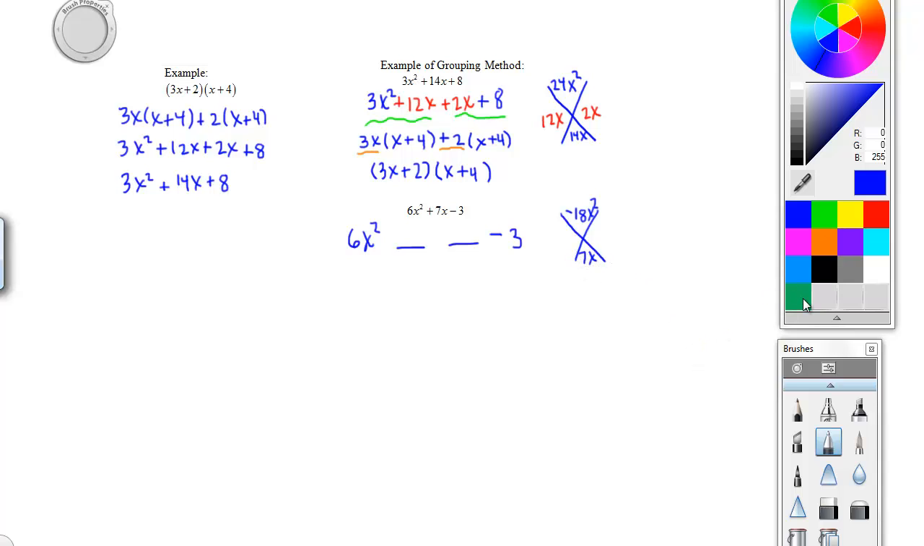Now I got that 18 by taking the 6x squared and the negative 3x and multiplying those together. 6x squared times negative 3 gives me the negative 18x squared. And then I get the bottom 7x from right here. So this 7x just gets rewritten here.